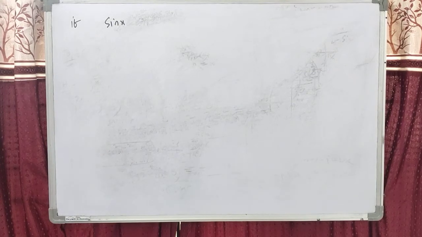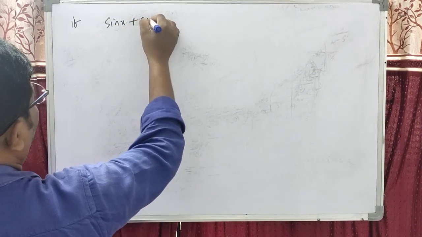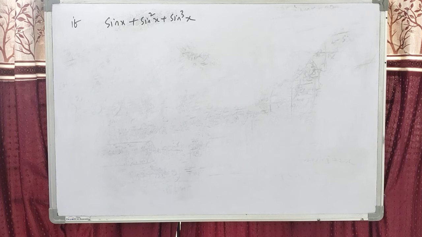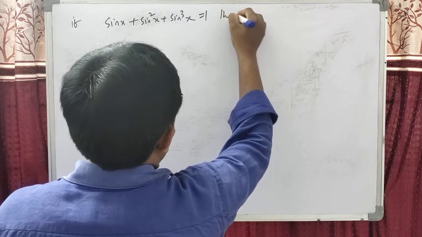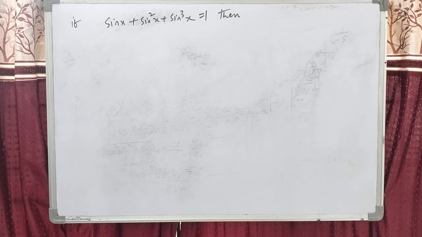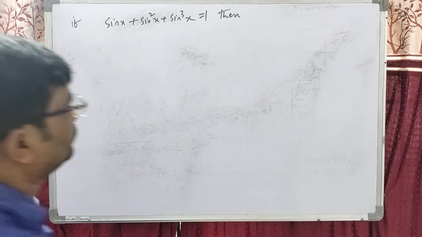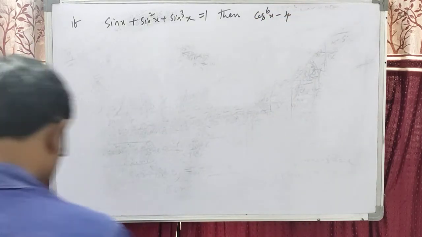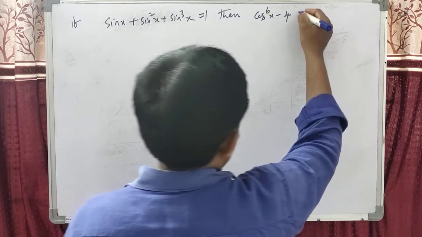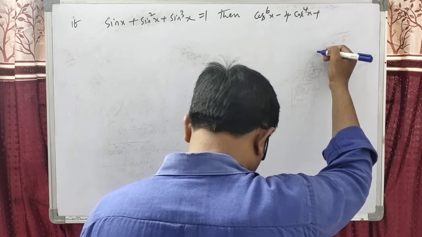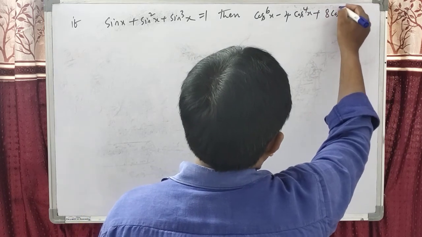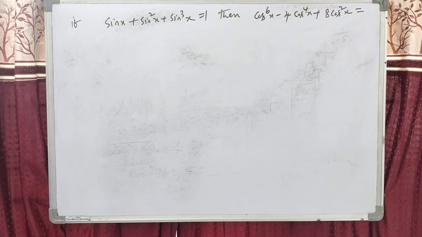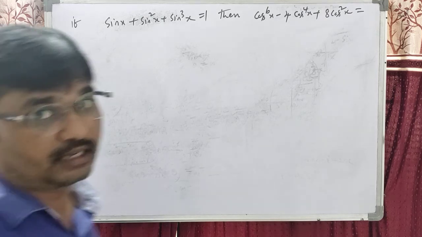Such as one. If sin x plus sin square x plus sin cube x is given as 1, then we have to find the value of cos power 6x minus 4 cos power 4x plus 8 cos square x.